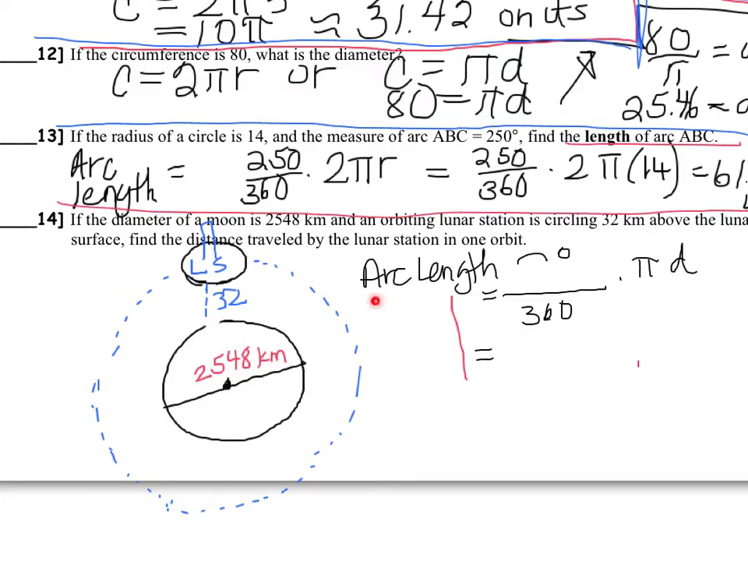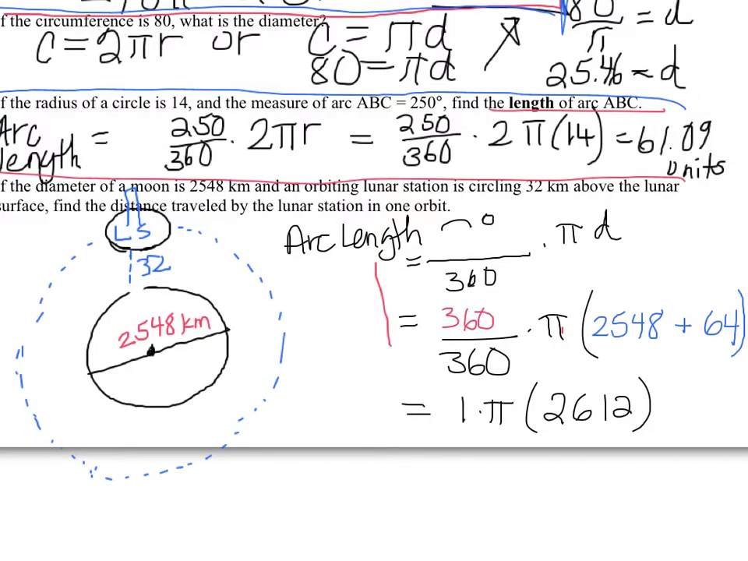So here we're going to substitute in what we know. Arc length says I need the arc measure in degrees over 360 times the circumference, which is pi d. Let's plug in the things we know. So here I plugged in 360 because, again, it says it's making one orbit, which should be all the way around, 360 degrees. And then I plugged in 2548, excuse me.